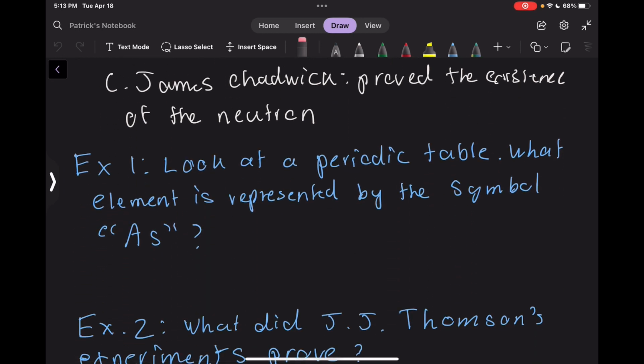We close out this video by introducing 3 practice problems. We begin with example 1. Look at a periodic table. What element is represented by the symbol AS? If you like, feel free to pause this video while you think about this one. The answer to this question, of course, is arsenic.